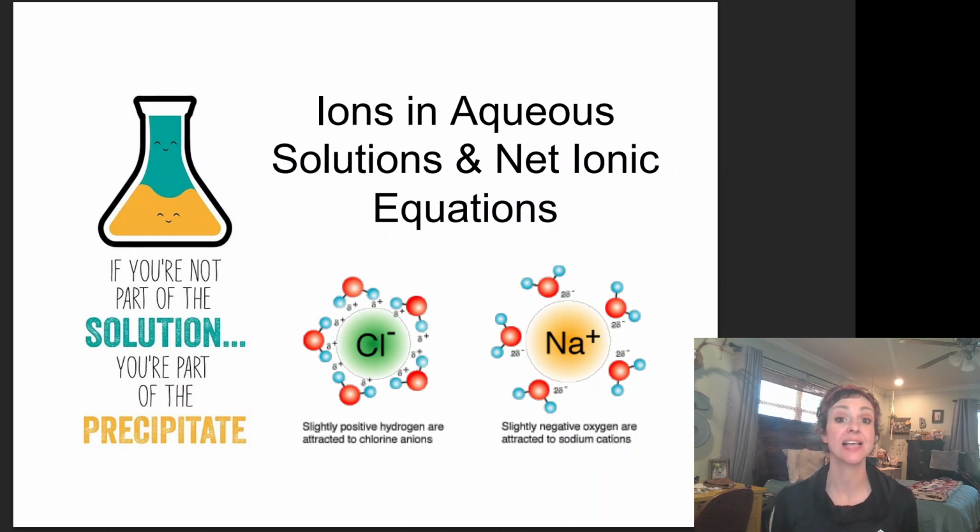Today's topic is ions in aqueous solutions and net ionic equations. We've mentioned before that ionic compounds dissociate into their ions in aqueous solution. So we're going to investigate this a little more: which ionic compounds dissociate, and maybe some do not, and if they do dissociate, how many ions they produce, and how all this comes together in chemical reaction equations with net ionic equations.